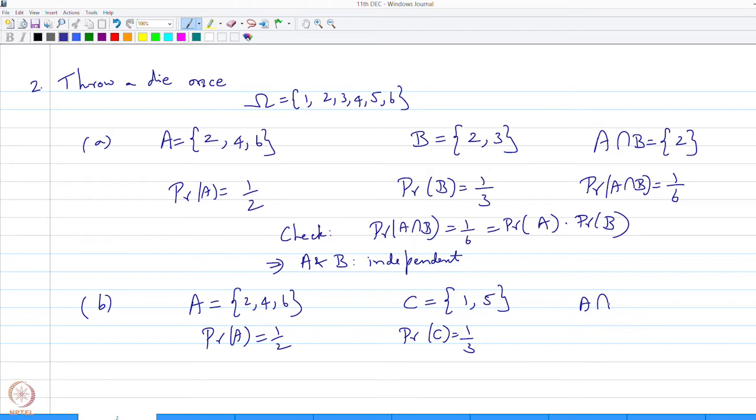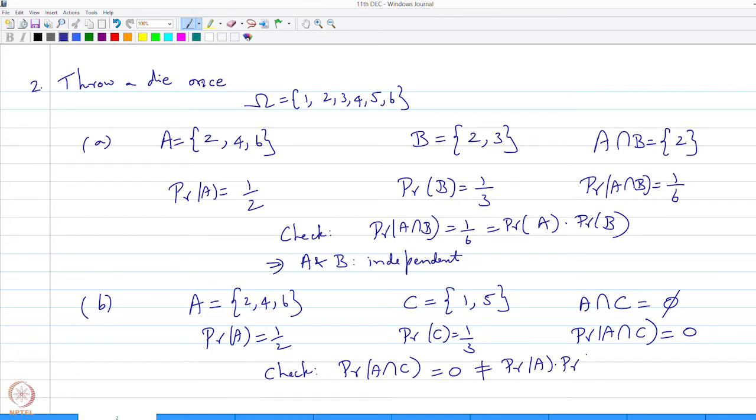Okay, so let us do the probability of A intersect C. It turns out A intersect C is actually the null set. Okay, there is no intersection here, right? So, it is 2, 4, 6, that is 1, 5. So, the probability of A intersect C is actually equal to 0. Okay, so in your check, you are going to get the probability of A intersect C equals 0, which is clearly not equal to the probability of A times the probability of C. So, A and C are dependent.